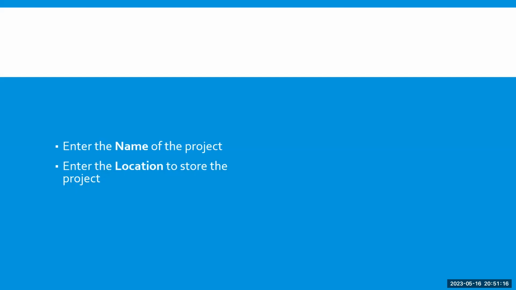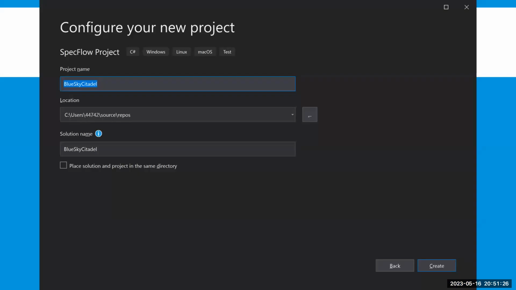So when you click on create, what you see on the screen is enter the name of the project, enter the location to store the project. I've mentioned this. And this is a sample of what you can do. Yeah, so this is a sample and we can just continue.